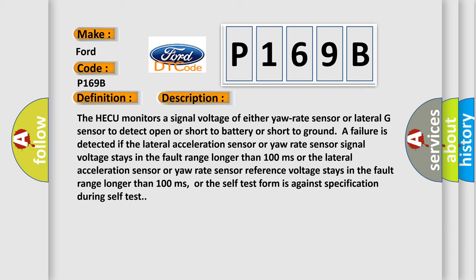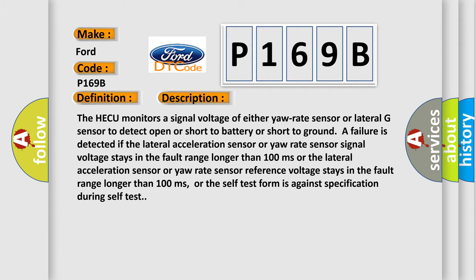The HECU monitors a signal voltage of either the yaw-rate sensor or lateral G sensor to detect open or short to battery or short to ground. A failure is detected if the lateral acceleration sensor or yaw-rate sensor signal voltage stays in the fault range longer than 100 milliseconds, or the lateral acceleration sensor or yaw-rate sensor reference voltage stays in the fault range longer than 100 milliseconds, or the self-test form is against specification during self-test.